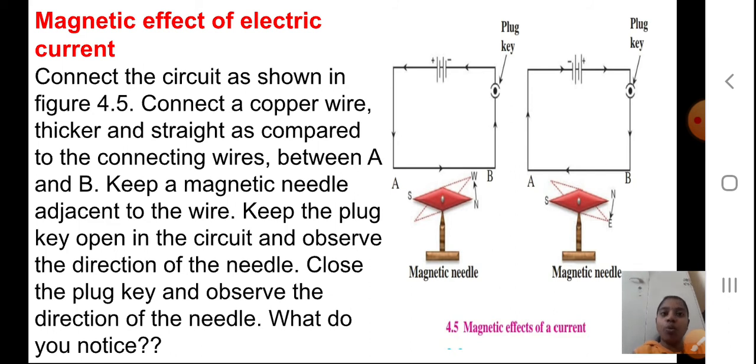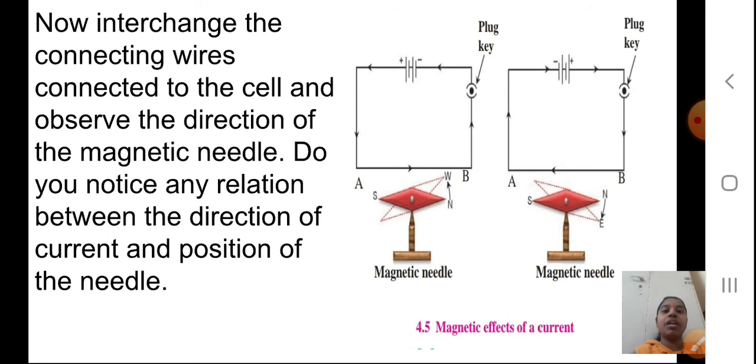Keep the plug key open in the circuit and observe the direction of the needle. The circuit is not running, so we have kept it open. But when you insert the key, what will happen? Close the plug key and observe the direction of the needle. What do you notice? We will see what changes we are seeing.